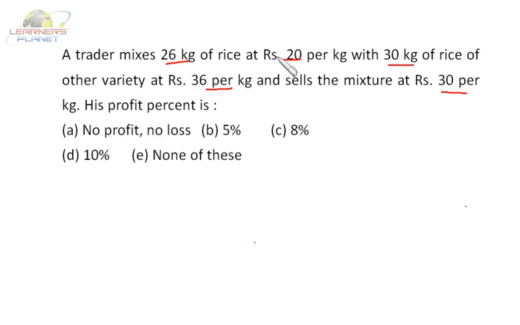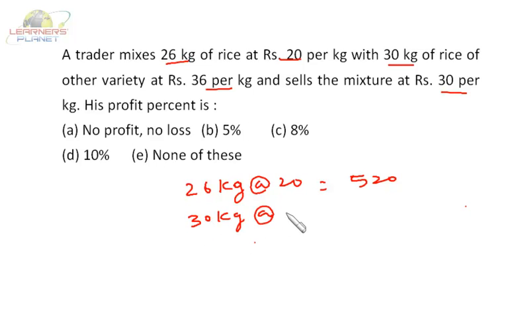Now 26 kilogram at the rate of rupees 20, the price will be 520. Then 30 kilogram at the rate of rupees 36, the price will be 1080. So the total price is 1600 and the total quantity is 56 kilogram.